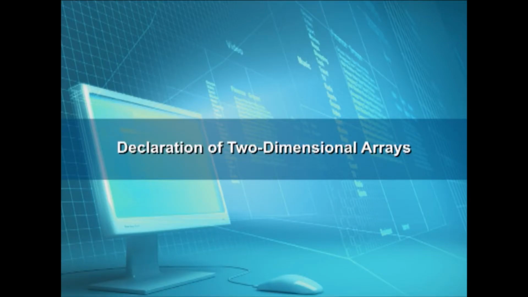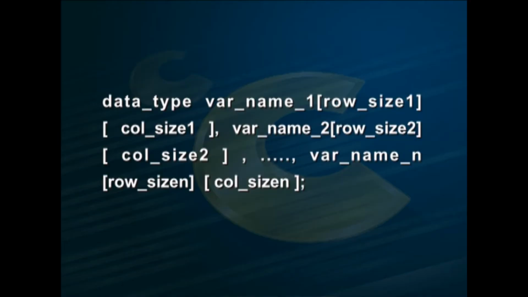Two-dimensional arrays. We have already seen that a two-dimensional array can be used to represent a table of data items consisting of rows and columns, known as a matrix. Declaration of two-dimensional arrays. The general syntax for declaring a two-dimensional array is: data type variable_name1[row size1][column size1], variable_name2[row size2][column size2], and so on up to variable_name n[row size n][column size n].